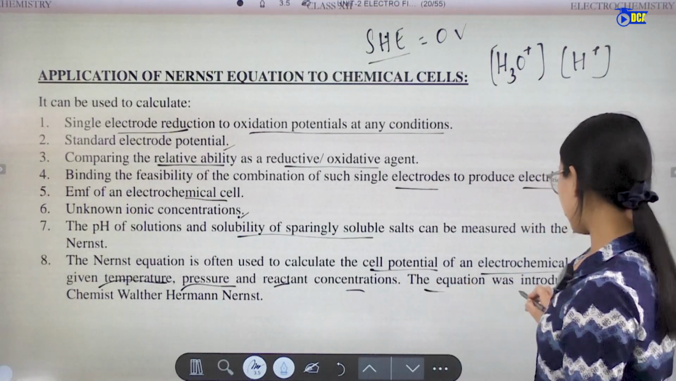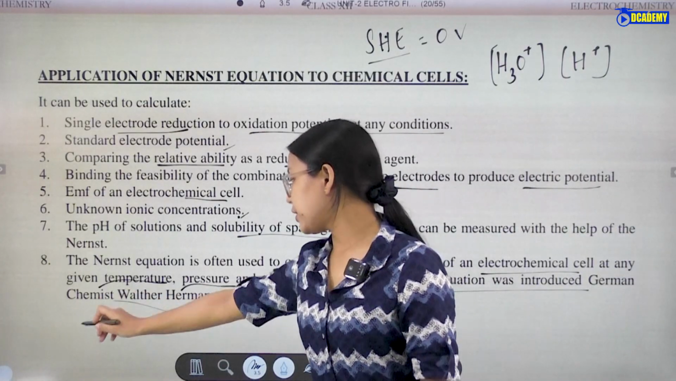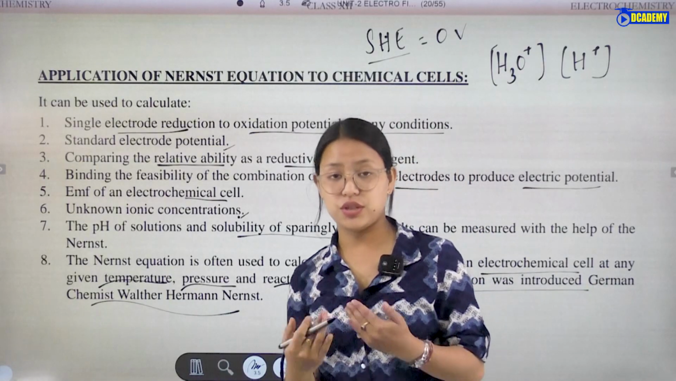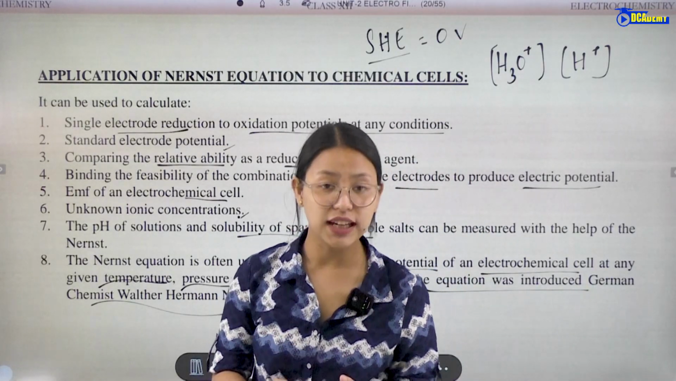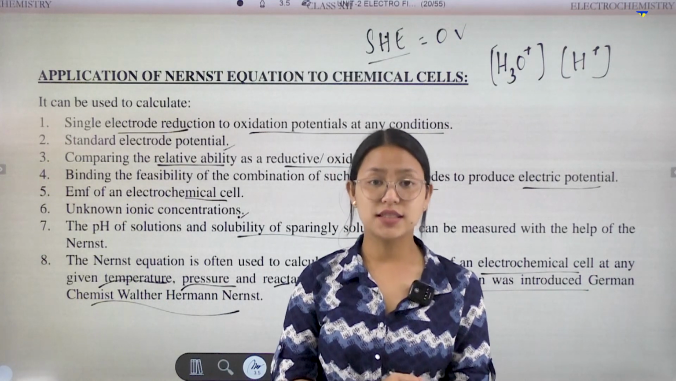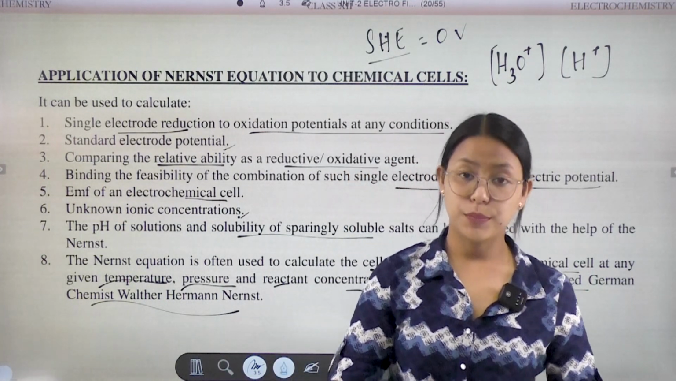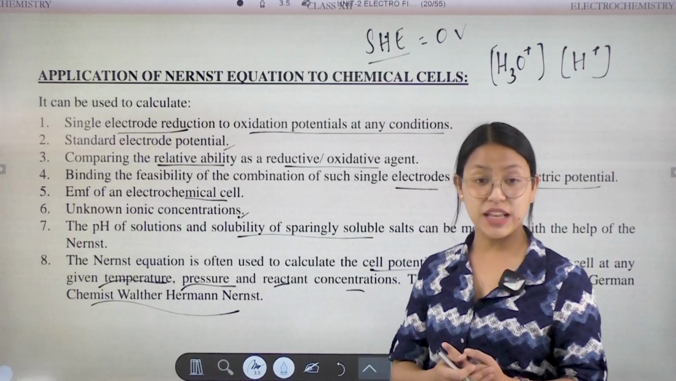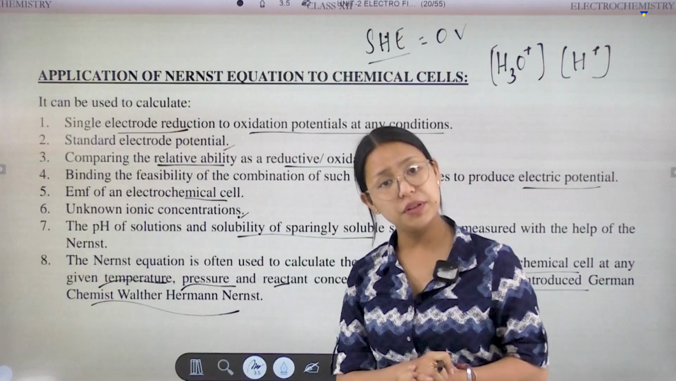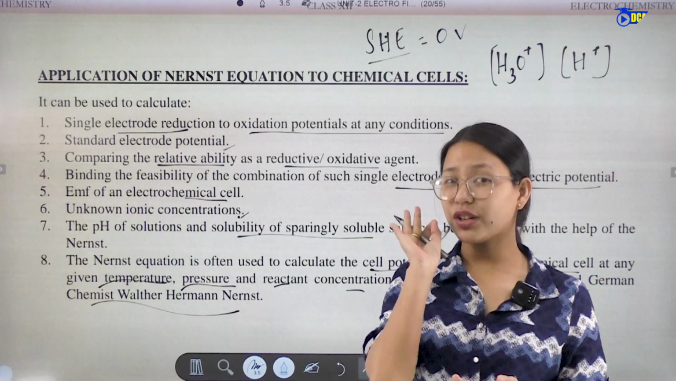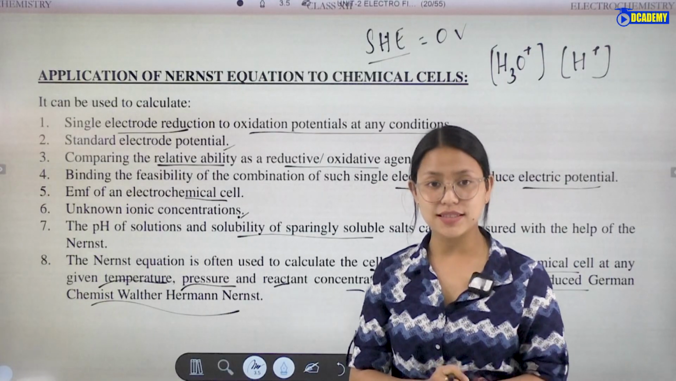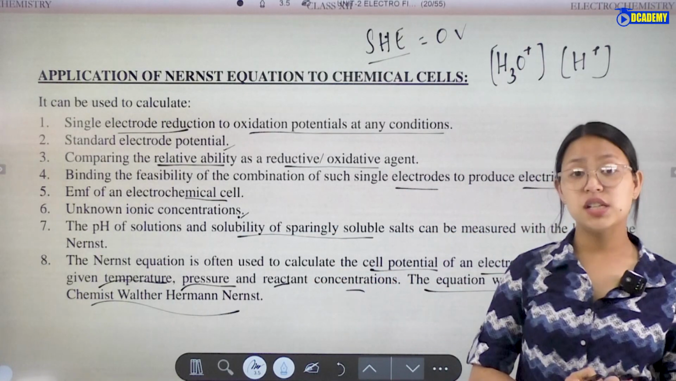Then the equation was introduced by German chemist Walter Hermann Nernst. So it is all about the Nernst equation. The most important thing and the most often used application for the Nernst equation is to calculate cell potential, standard potential, cell potential.